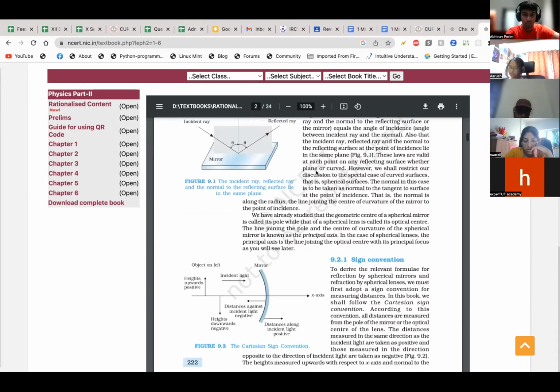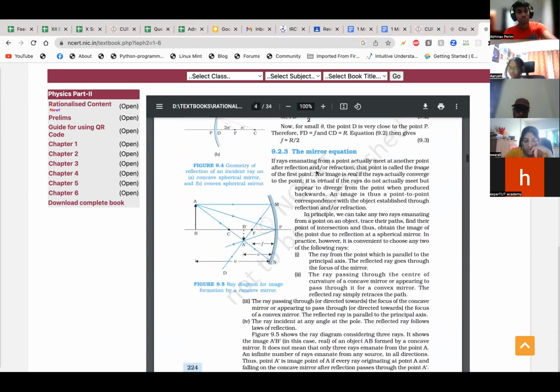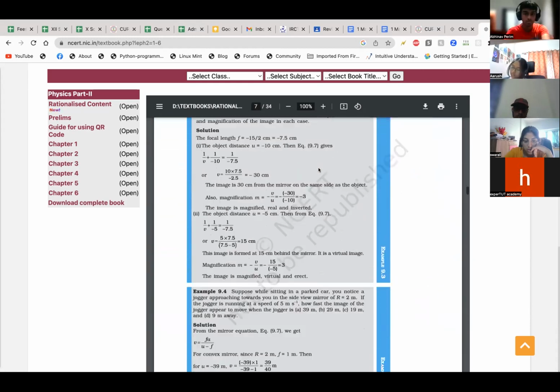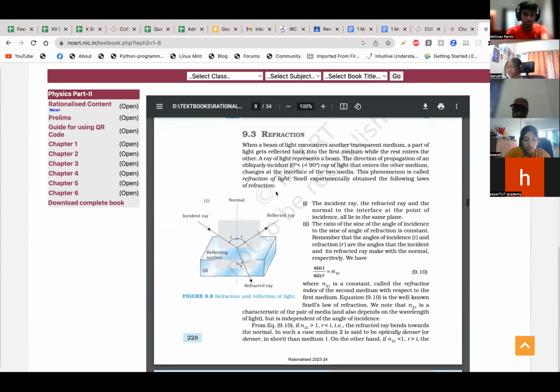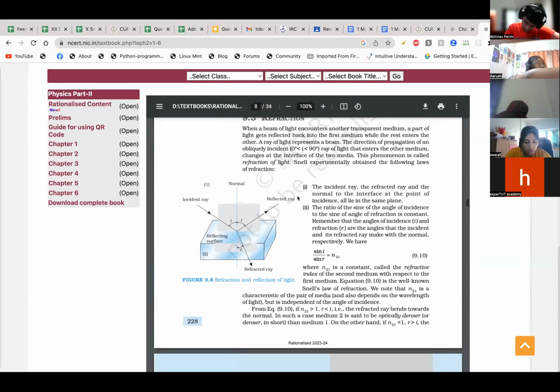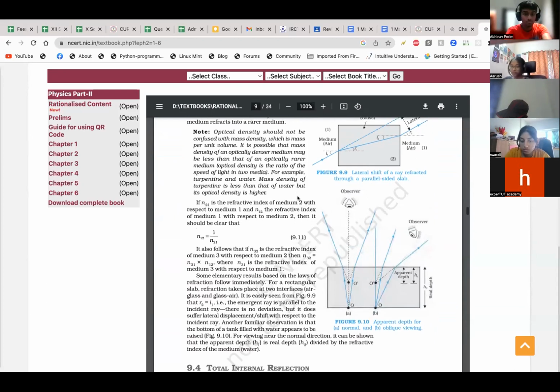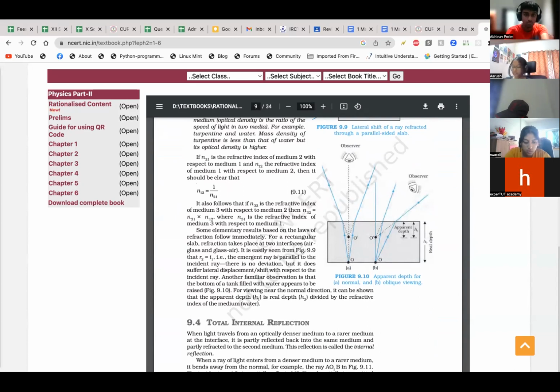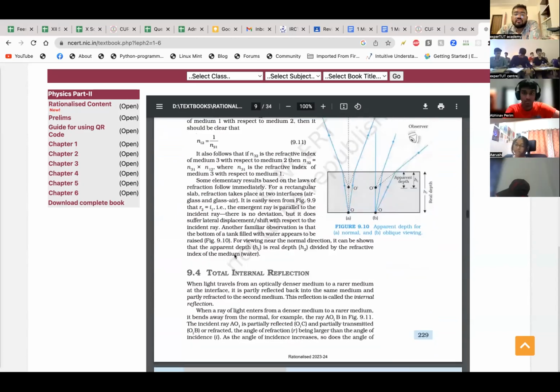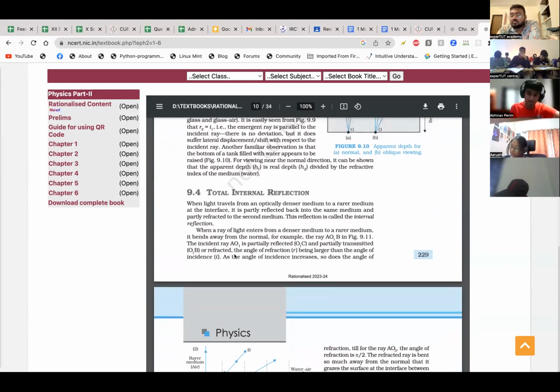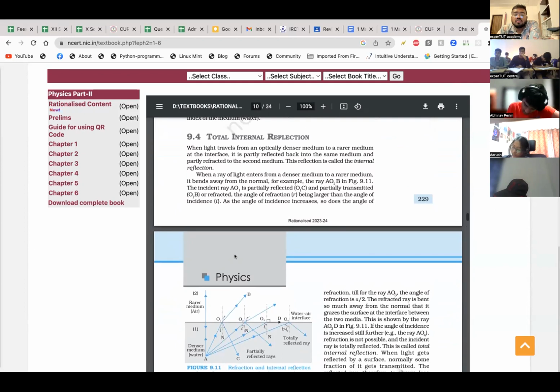Okay. After reflection will come refraction. In refraction, the first thing will be refraction through a glass slab. Write it: refraction through a glass slab. Refraction through a glass slab, and then there is TIR, total internal reflection, TIR. Okay.